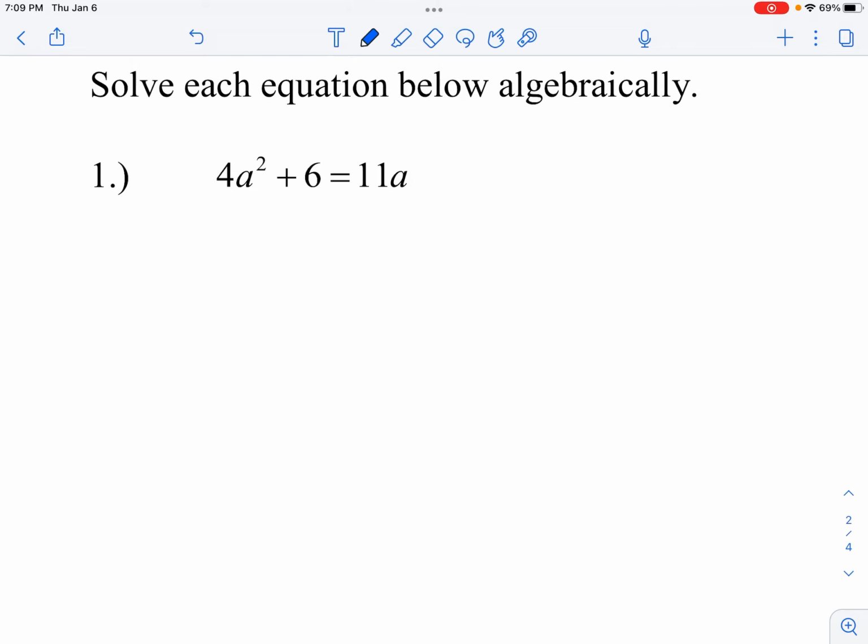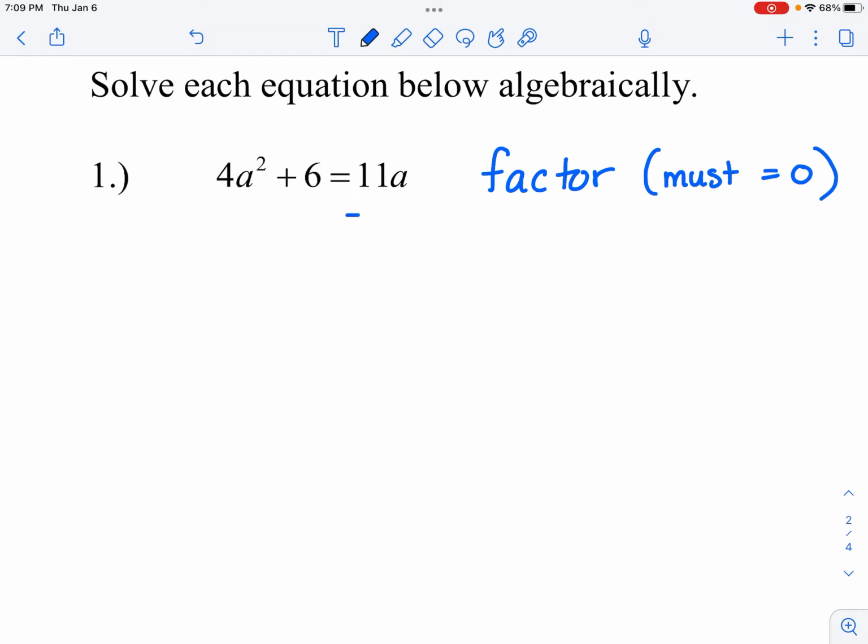Now, taking a look at this, I see I've got a 4a squared, an 11a, and a 6. So I don't have vertex form because I don't see parentheses squared, and I don't have a case where there's no linear term, okay? Keep in mind that this right here is the linear term. So that means this is going to be best solved by factoring. So we're going to factor this one, which means it has to say equals 0.